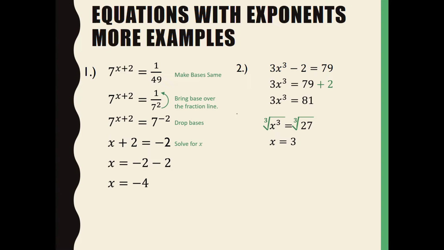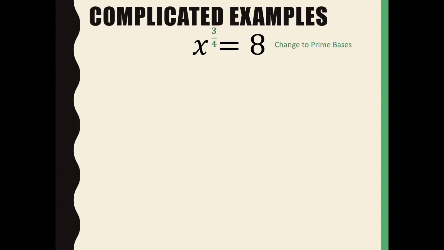All right, let me show you something that's a lot more complicated that would be considered a level 3 question. Please make sure that you're writing this down. I've got x to the power of 3 over 4 is equal to 8. Like it says here, don't worry about the 3 over 4 for now. Let's just do what we usually do and change the 8 to a prime base, so a prime number to the power of something. So 2 to the power of something. 8 can be written as 2 to the power of 3.